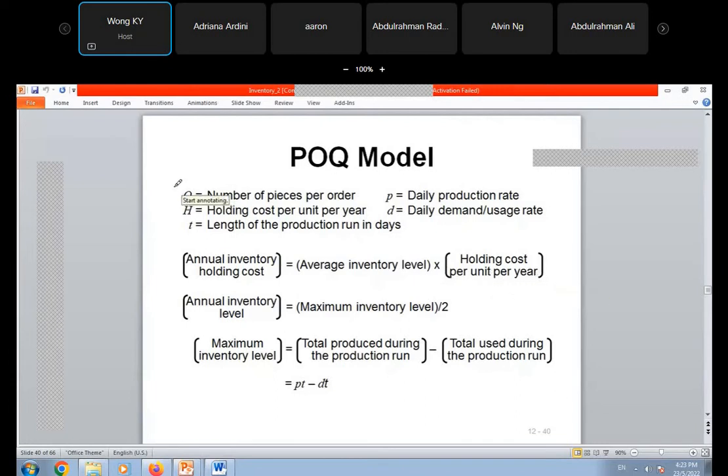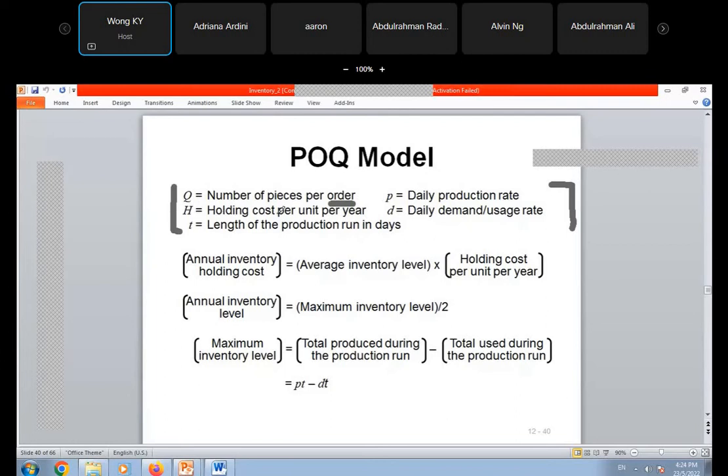Maybe before this I explain all the symbols first. Q is the number of pieces per order. But for the POQ model, it's actually the number of units or pieces per production. So you have to be careful, because as I said, we don't order the inventory from the supplier, but we make or produce the raw material inventory in-house. So Q is the number of pieces, quantity or units per production.